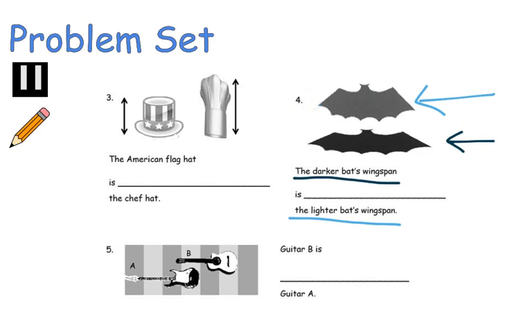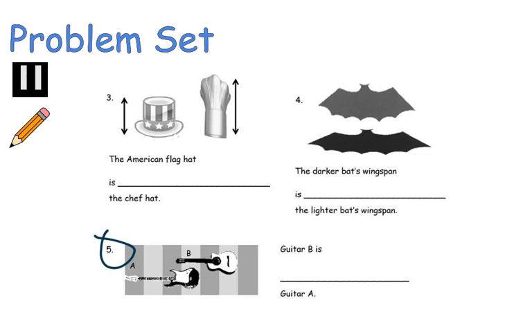Okay, number 5. We're looking at 2 guitars. Which guitar is longer and which guitar is shorter? So it says guitar B, that's this one, is blank guitar A. So is guitar B longer or shorter? So pause your video and write your answer.